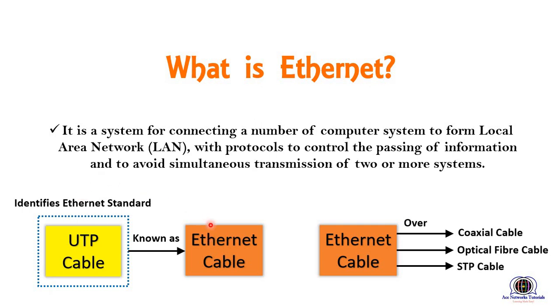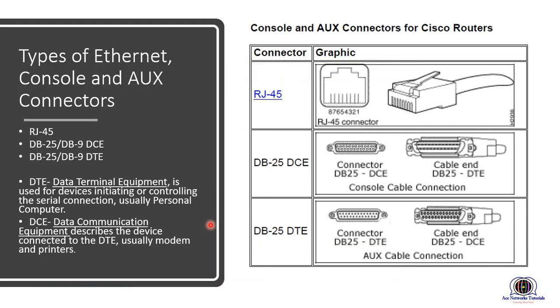Moving further, with the types of Ethernet cables. Before we go ahead with the types of Ethernet cables, we will first have a look at cable connectors. Depending upon the application, there are three types of connectors: RJ45 connector, DB9 or DB25 DCE connector, DB9 or DB25 DTE connector.